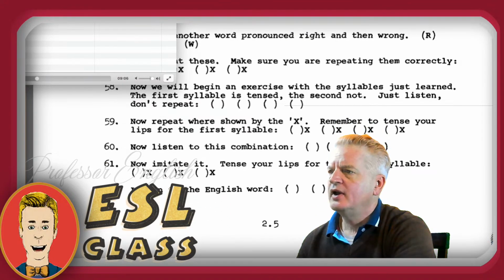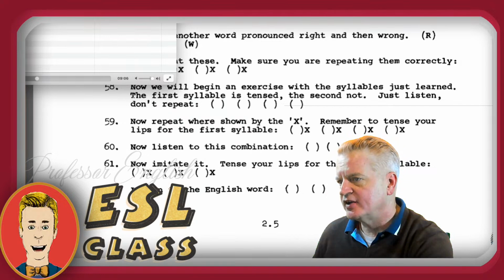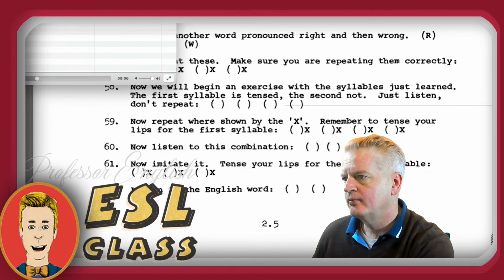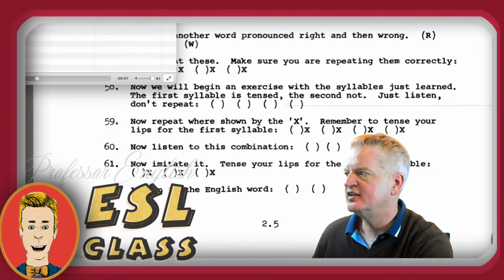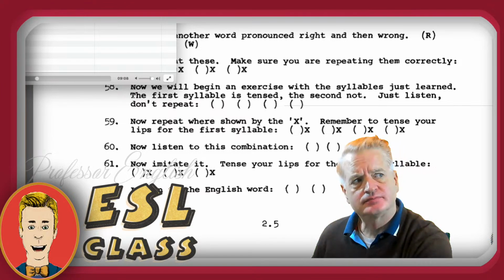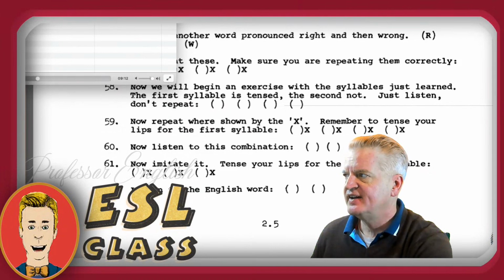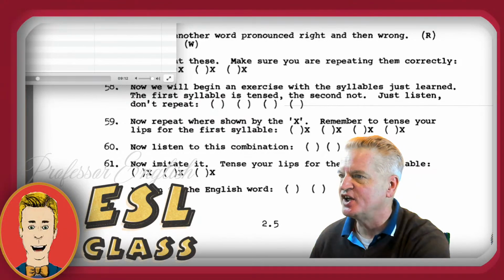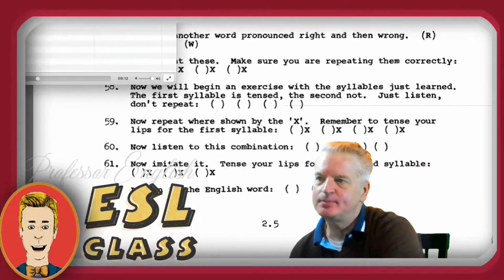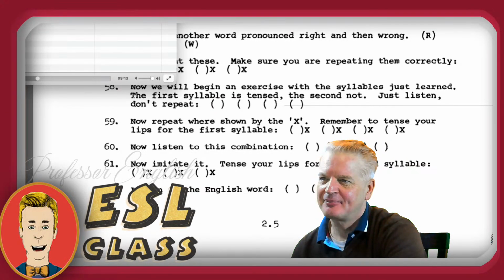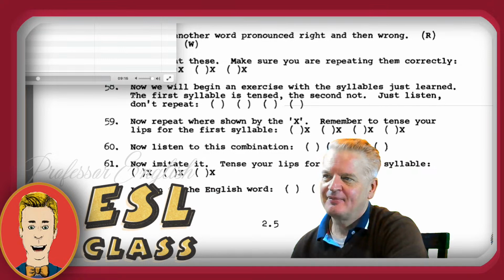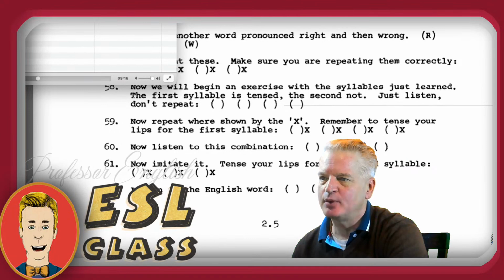59. Now repeat where it's shown by the X. Remember to tense your lips for the first syllable. Stadt, Stadt. Plan, Plan. Stadtplan, Stadtplan, Stadtplan.